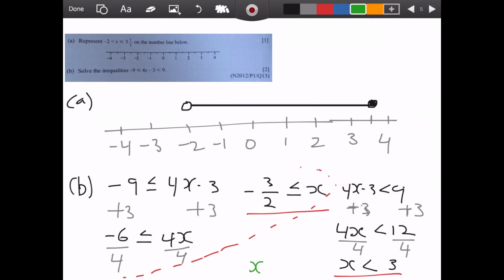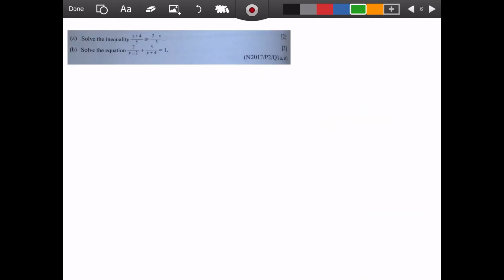X is less than 3, but is more than or equal to minus 3 over 2. So this is the answer. Okay, let's look at the next question. This is from year 2017, paper 2, question 1.